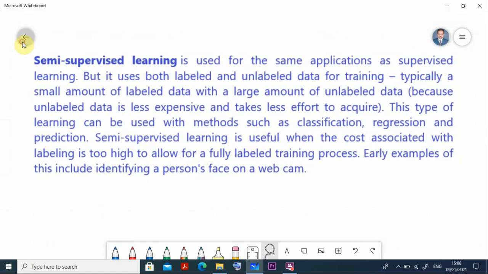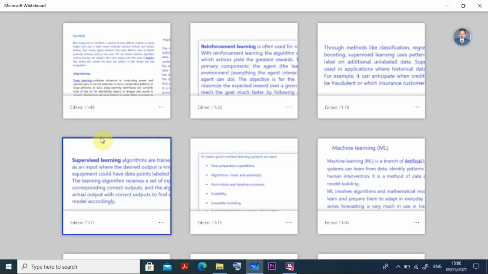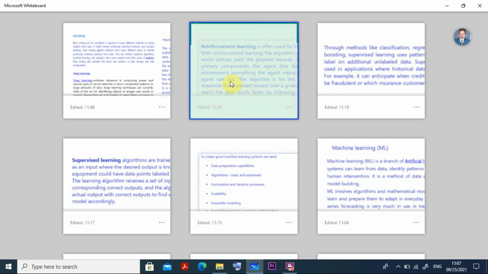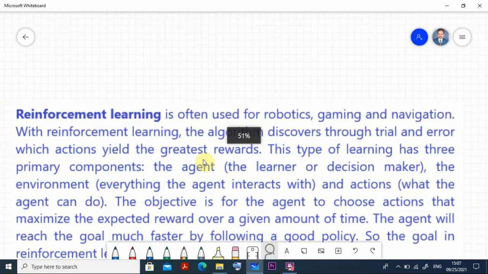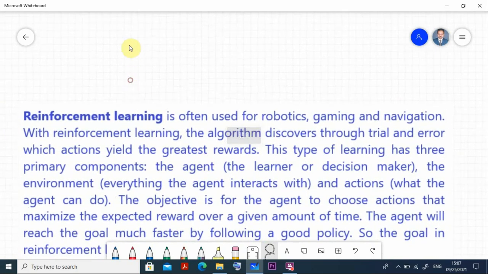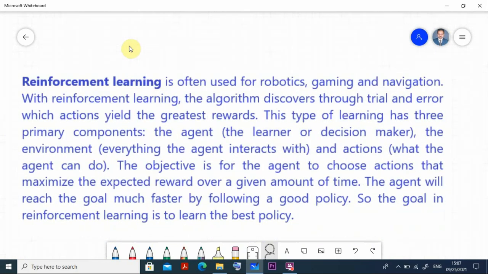Then we are moving to what we call reinforcement learning. Okay. In this reinforcement learning, what happens? Let us see. Reinforcement learning is often used for robotics, gaming, and navigation. For this purpose, we are using reinforcement learning. So with reinforcement learning, the algorithm discovers through trial and error which actions yield the greatest rewards.